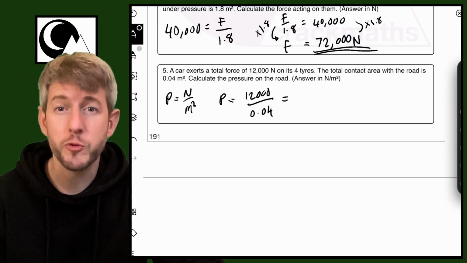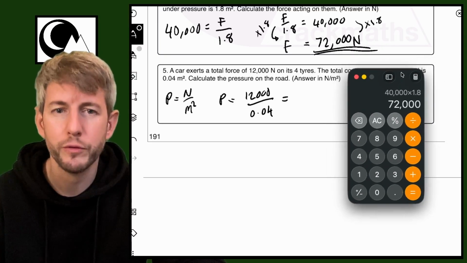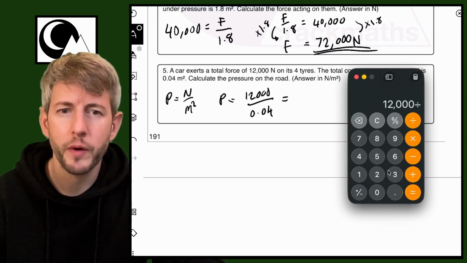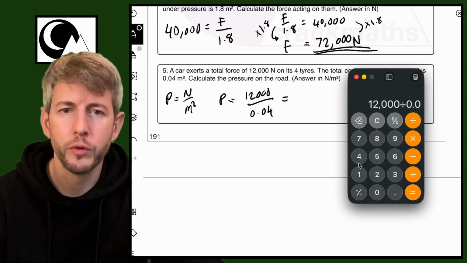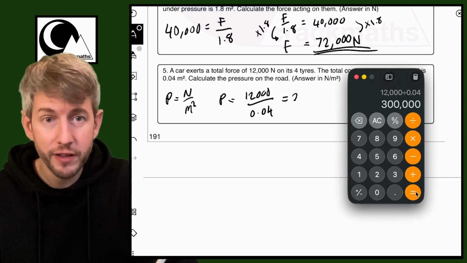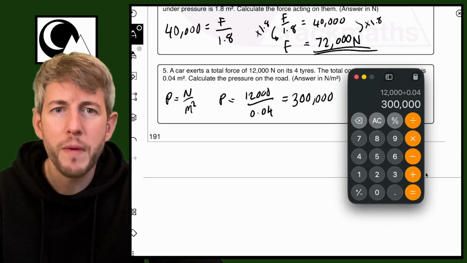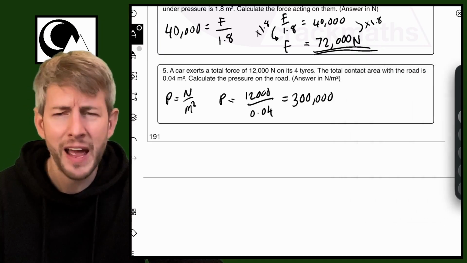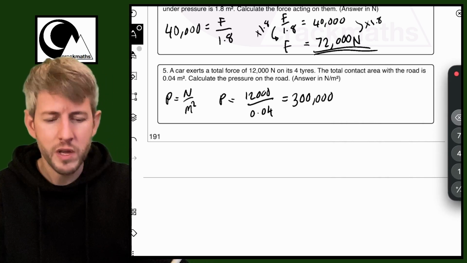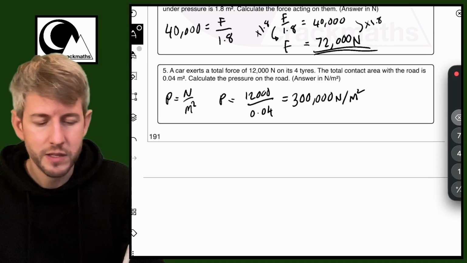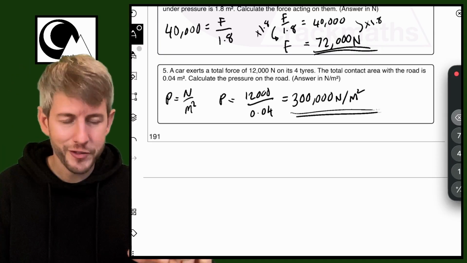So here we go. We're going to have 12,000 divided by 0.04. And that equals 300,000. Remember the units, well, they've given us the units there, and they'll probably give you the units in the exam as well. So the units are newtons per meter squared. Right, last round of questions.